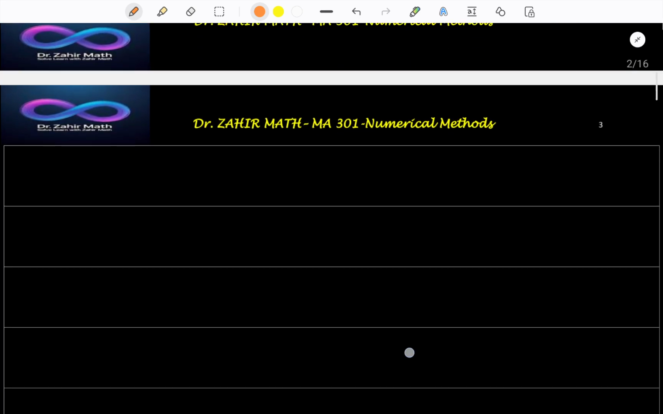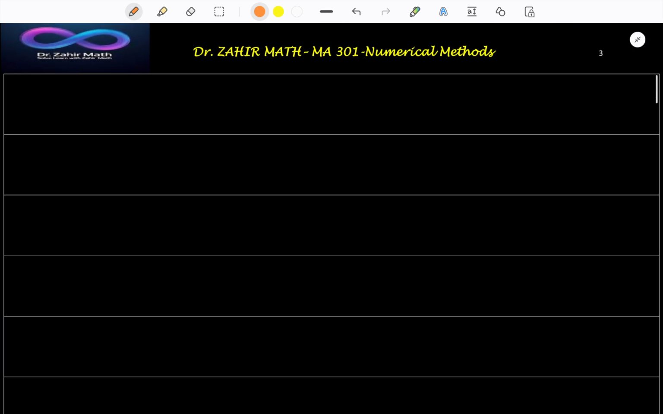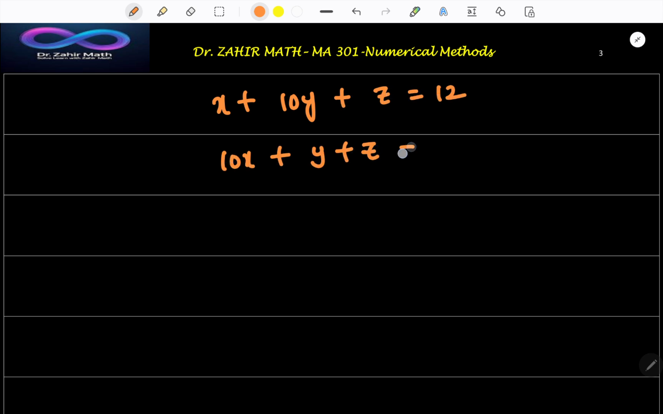How to interchange rows, teacher? I'll give you an example. x plus 10y plus z is equal to 12. 10x plus y plus z is equal to 14. 2x plus 3y plus 10z is equal to 15. Okay, let me check this one.